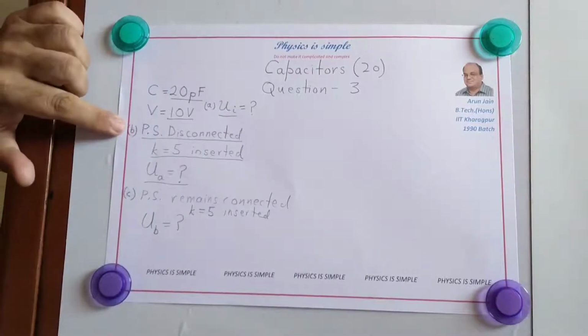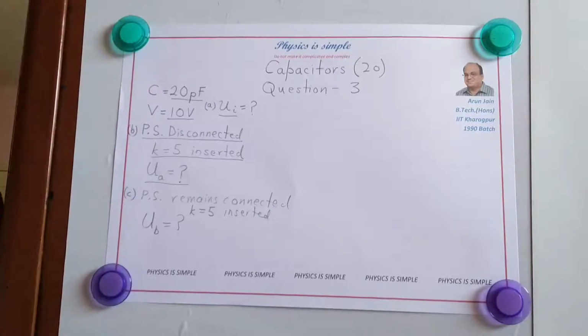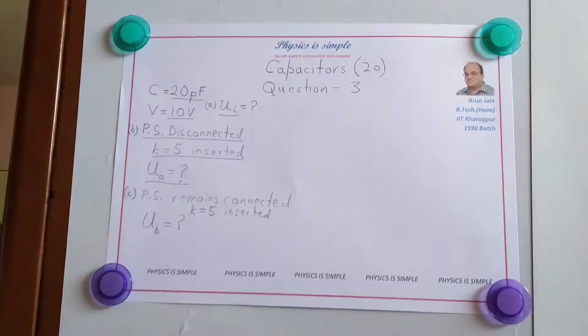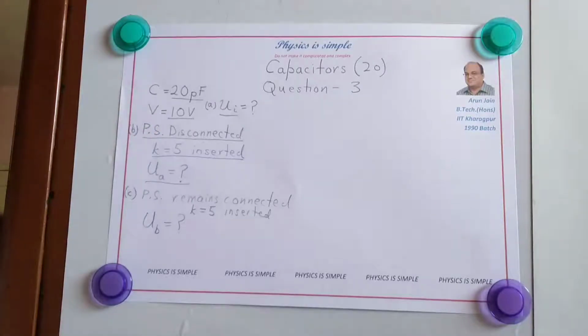In the second part, after charging, the power supply is disconnected and a glass slab of dielectric constant 5 is inserted between the plates. Now what is the energy stored in the capacitor?